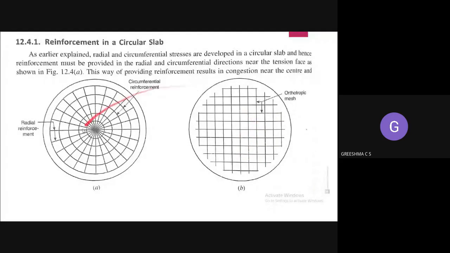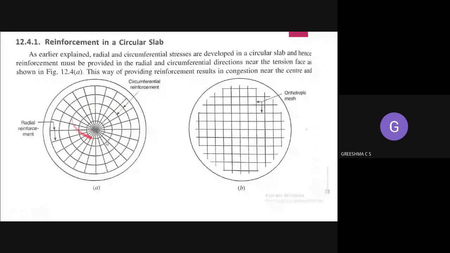Coming to the second one, that is radial and circumferential. You can see this is the radial reinforcement, the one which is radiating outside. From the center it will be projecting outwards. From the center portion, the reinforcement will be extending outwards. That is the radial reinforcement. Circumferential means this round one. This is the circumferential reinforcement.